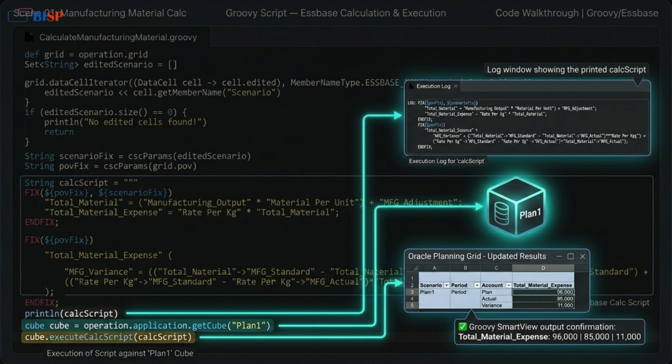Step 6. Println prints generated script to log for debugging. GetCube gets plan1 cube reference. Execute calc script fires the dynamic script. Same output as Calc script. Same 11,000 variance, but driven by what the user edited, not hard-coded names.